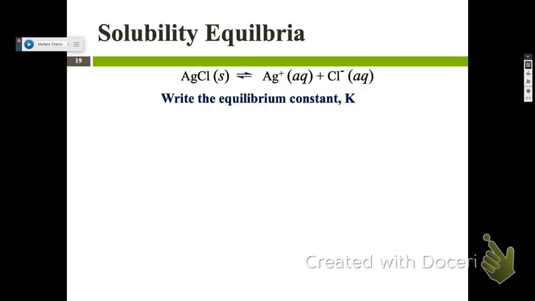So let's write an equilibrium constant. Go ahead and write the equilibrium constant for this reaction. And this is problem 12.